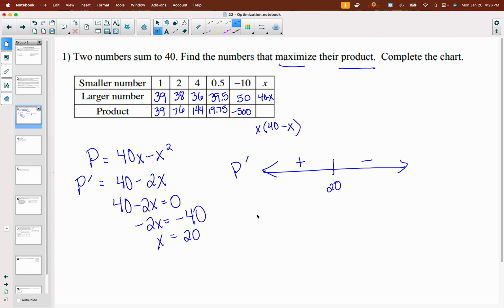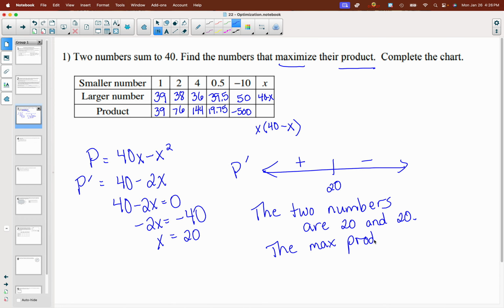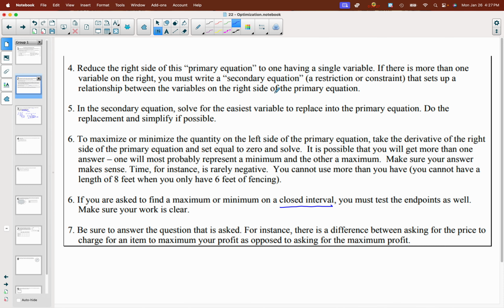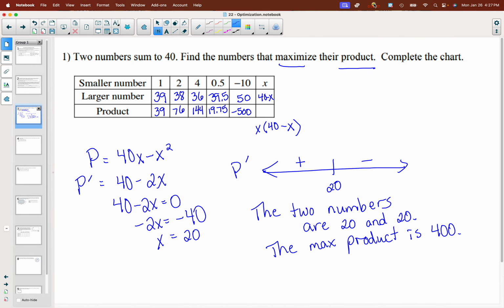So my two numbers, because don't forget to answer the question, the two numbers are 20 and 20. The max product, if you multiply those, is 400. So again, one of the things on this was be sure to answer the question that is asked. So make sure that you do answer the question.